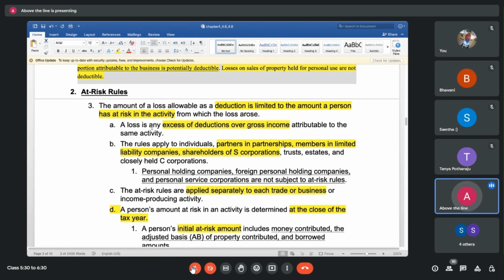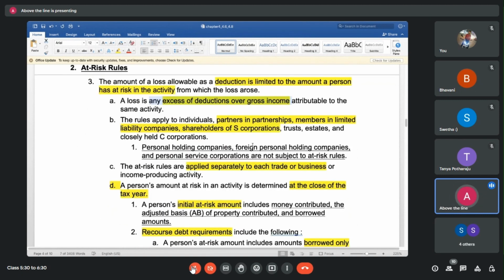So what is a loss? It is any excess of deductions over gross income. Everybody knows that. I'm sure everybody sitting here knows what a loss is. When expenses go above the income, it turns into a loss. That's the simple thing they're talking about. These are all, when they're talking about partnerships, LLCs and all, pass-through companies.